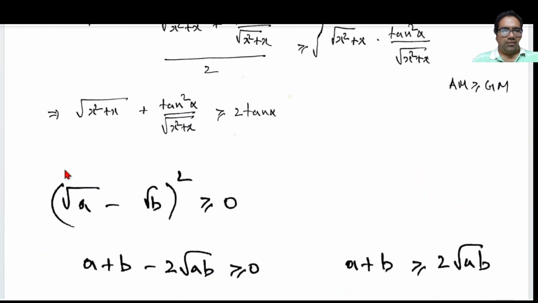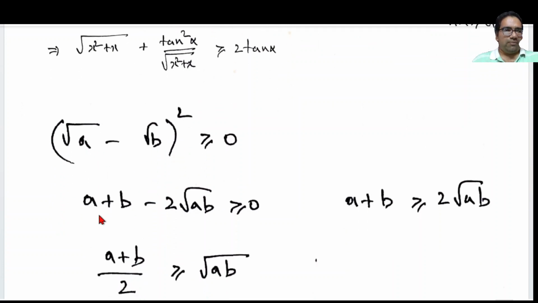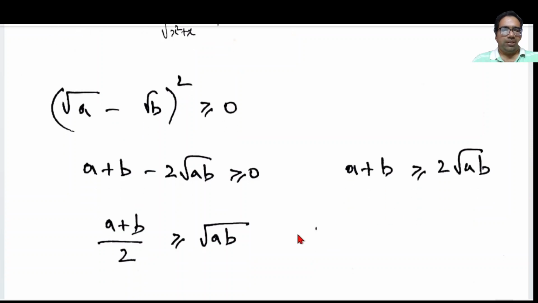How do we know this? Very simple: root a minus root b whole square. Something whole square of something is always greater than or equal to 0, and 0 when both are equal. Right. So if you expand, a plus b minus 2 root ab is greater than or equal to 0. That means a plus b is greater than or equal to 2 root ab. That means a plus b by 2 is greater than or equal to root ab. Equality when a and b are same.